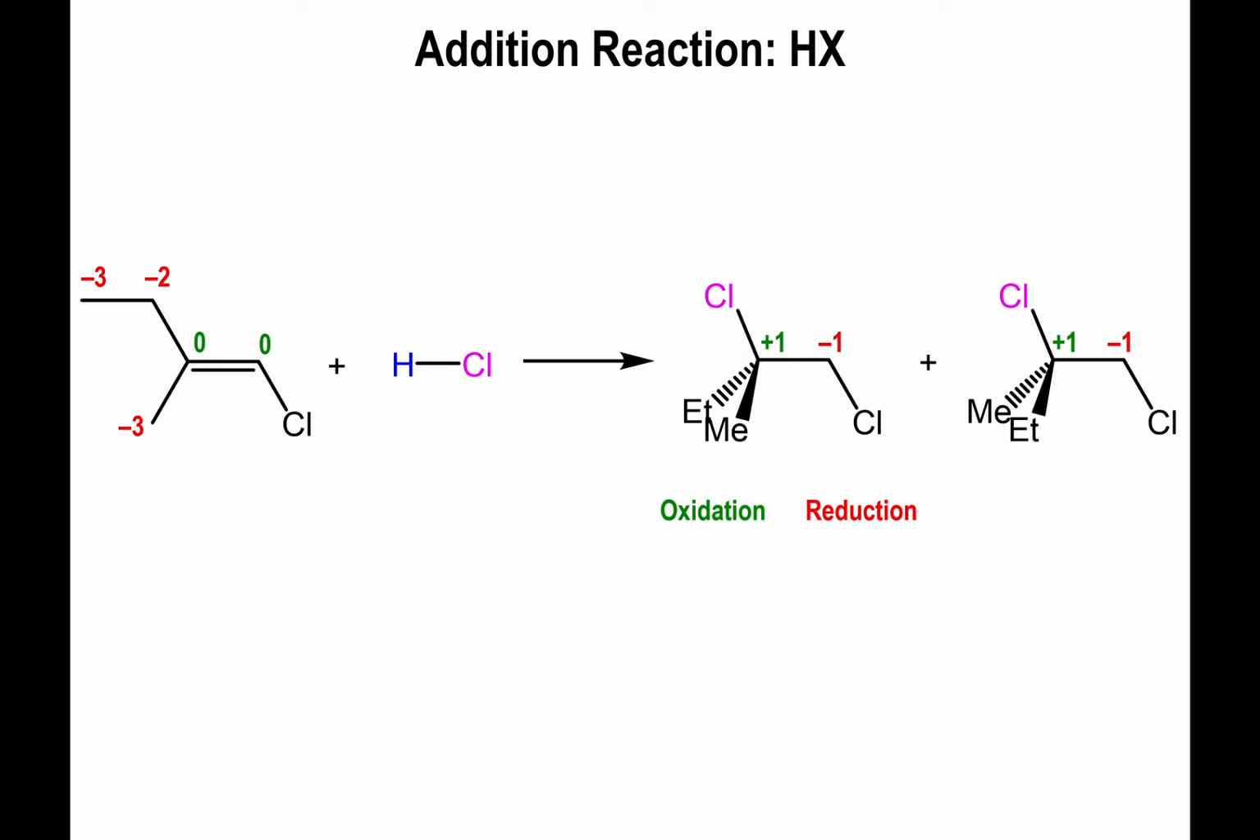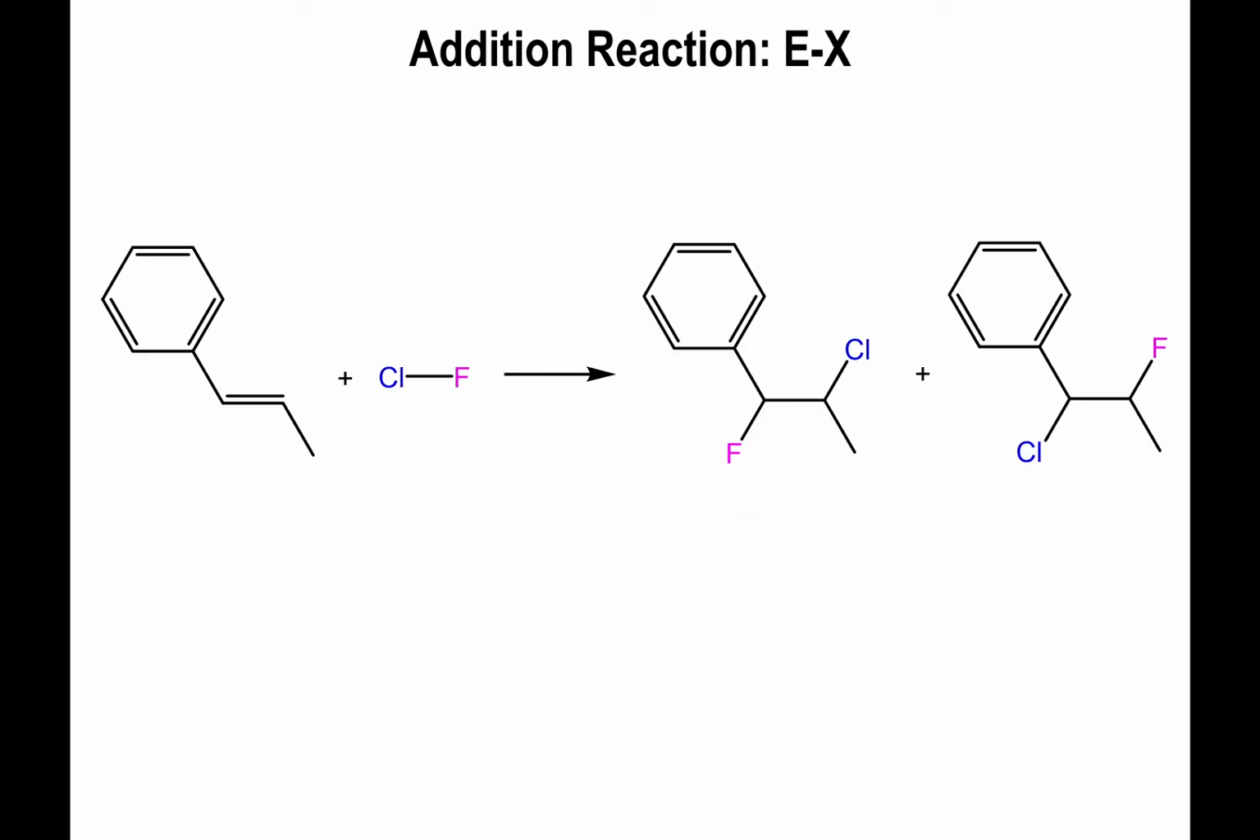Not all the carbons have to be oxidized and not all the carbons have to be reduced. You could have some of them oxidizing, some of them reducing. Here's another example. We take this trans alkene with chlorine and fluorine. We carry out the addition. First of all, looking at the alkene right here, this carbon has a hydrogen bound to it, so it's -1 in oxidation state, and likewise the carbon over here is also got a hydrogen bound to it, so the oxidation states will be -1.